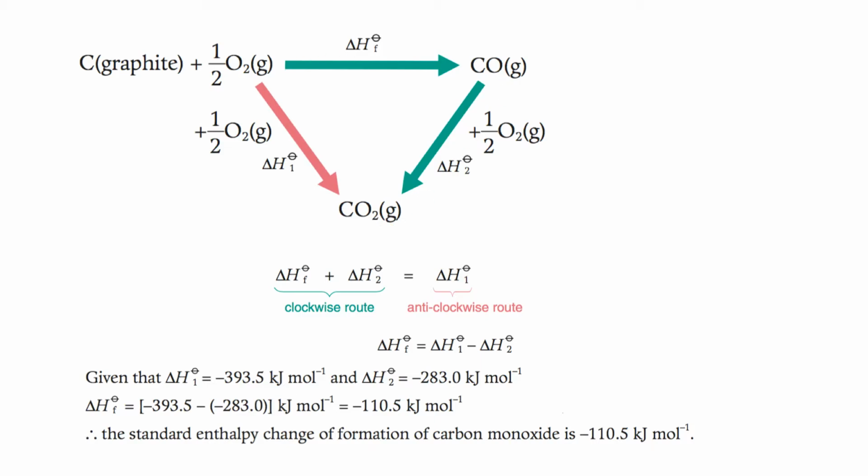So the green one is a clockwise route, and the red one is the anti-clockwise route. So you put the data together, and then we rearrange the equation. You put delta H2 on the other side, then you can do the math. Remember just one thing very important. At the end, you'll find out that delta HF will be negative 110.5 kilojoule per mole.